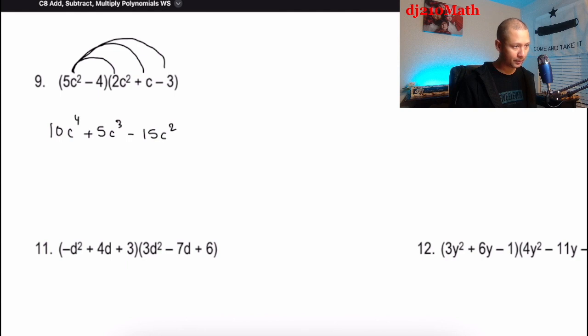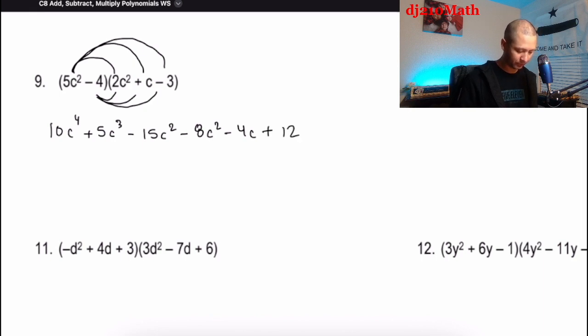Okay. Now the second term has to get multiplied against everything inside. Negative 8c squared, negative 4c. Negative times negative is a positive 12. Okay, everything in the first polynomial got multiplied to everything in the second. And now we can just combine all the like terms.